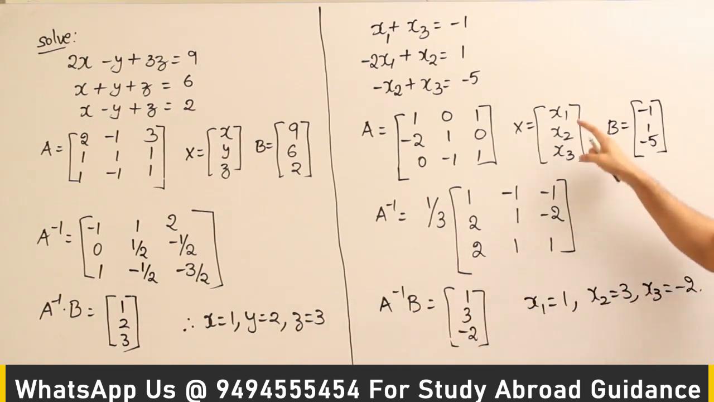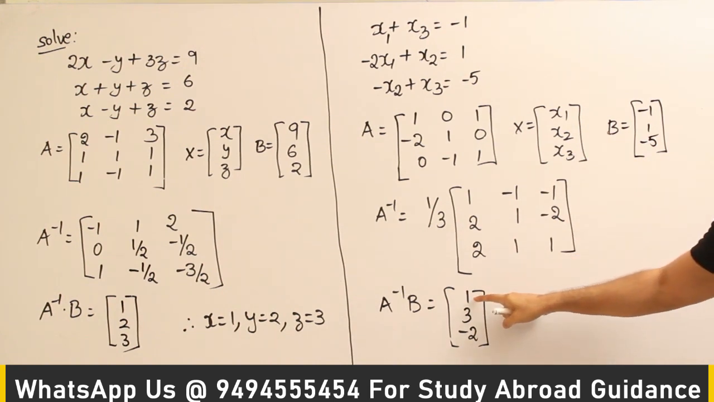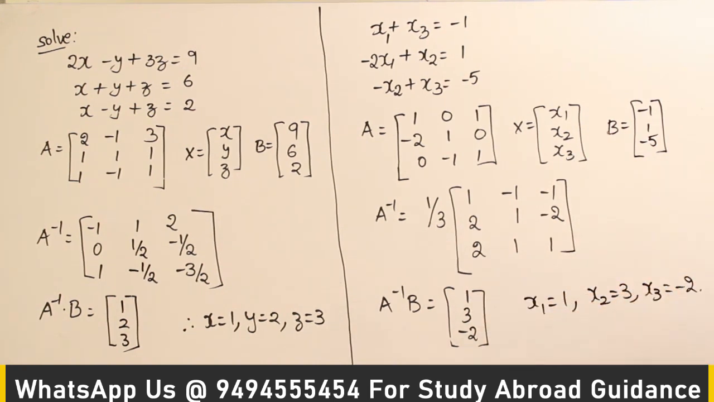So what does it mean? x1, x2, x3 is equal to 1, 3, minus 2, right?